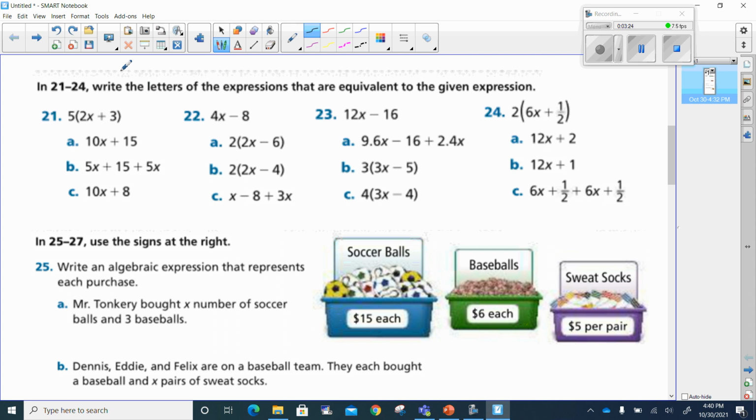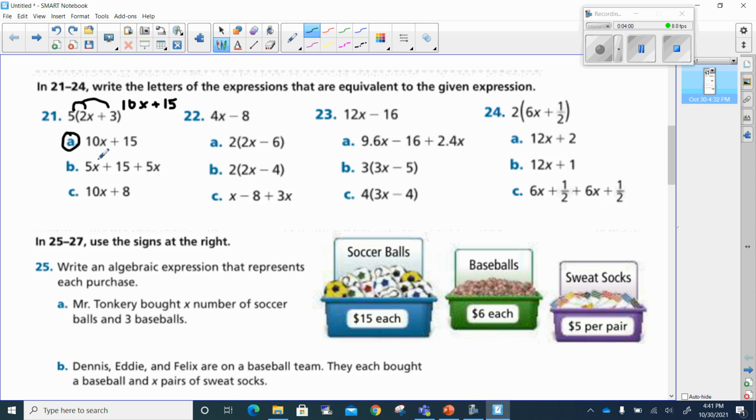I got number 21. It says write the letters of the expression that are equivalent to the given expression. So which one of these is equivalent to this? Well, 5 times 2x is going to be 10x. So I know it's probably not going to be this one, but let's check it out though. This times this will give me 10x, and then 5 times 3 will give me positive 15. So let's see, the first one definitely works, right?